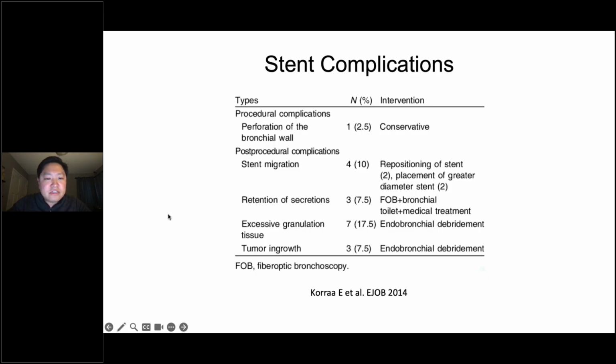Stent complications. As we all know, you can get perforation of the bronchial wall, especially if you're placing stents where it's not a true airway, especially in patients with really difficult anatomy, whether it's a transplant patient or cancer patient. Stent migration is one of the reasons where you place a stent and you're glad you have partners and they can come in and help you out if you're not on call.